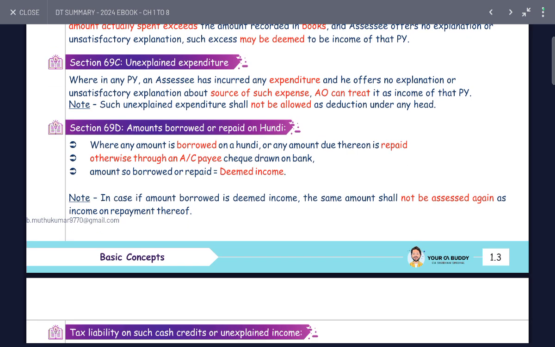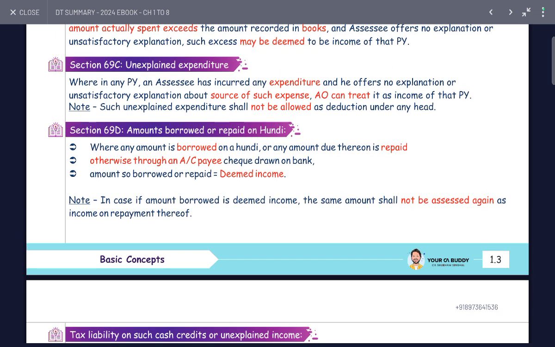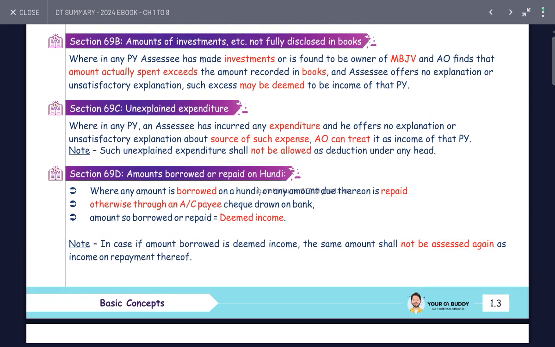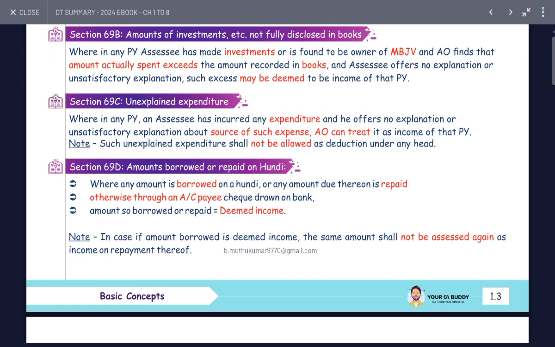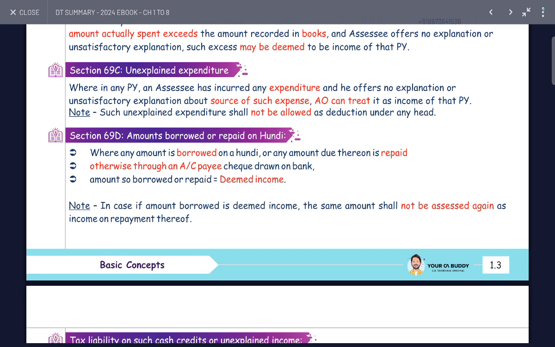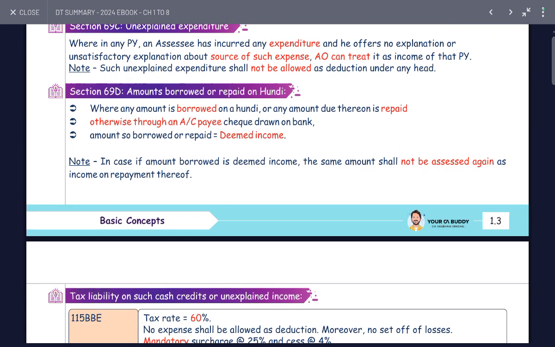Section 69C, unexplained expenditure: where in the previous year the assessee has incurred any expenditure and offers no explanation or an unsatisfactory explanation about the source of such expenditure, the AO can treat it as income of the previous year. Such unexplained expenditure shall not be allowed as a deduction under any head.